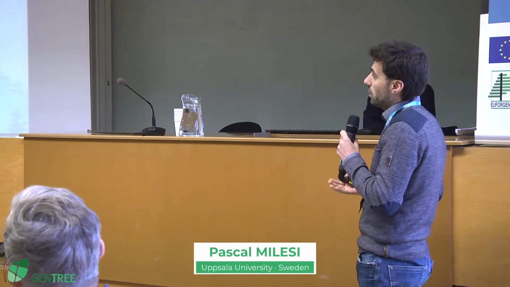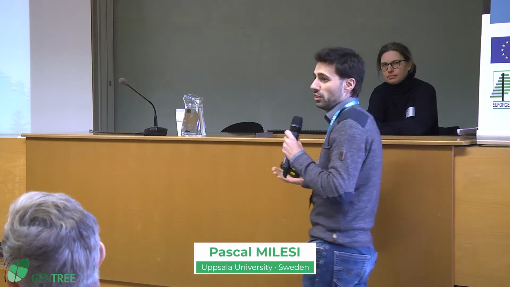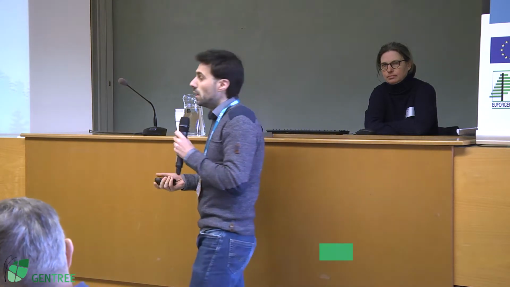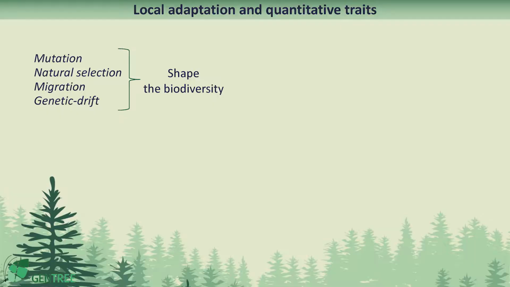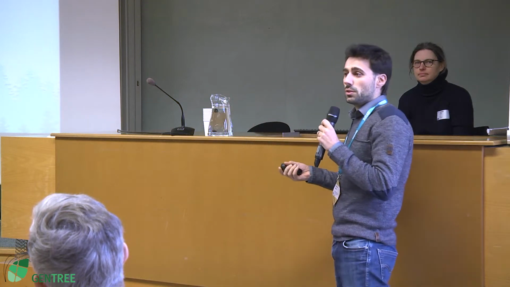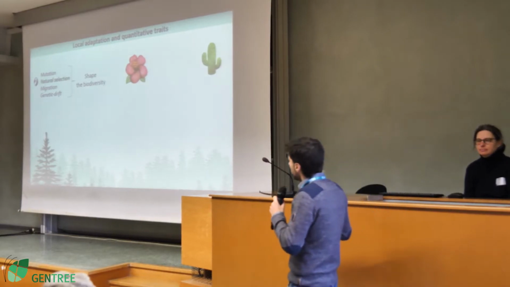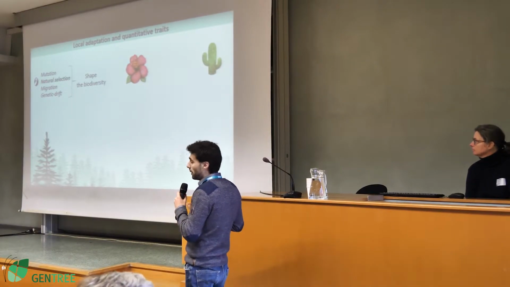Ultimately, evolution can be defined as simply a change in allele frequency across time. And there are four main forces that can explain such a change: mutation, natural selection, migration, and genetic drift. The interplay between these forces will shape biodiversity. Among them, natural selection has a peculiar place.